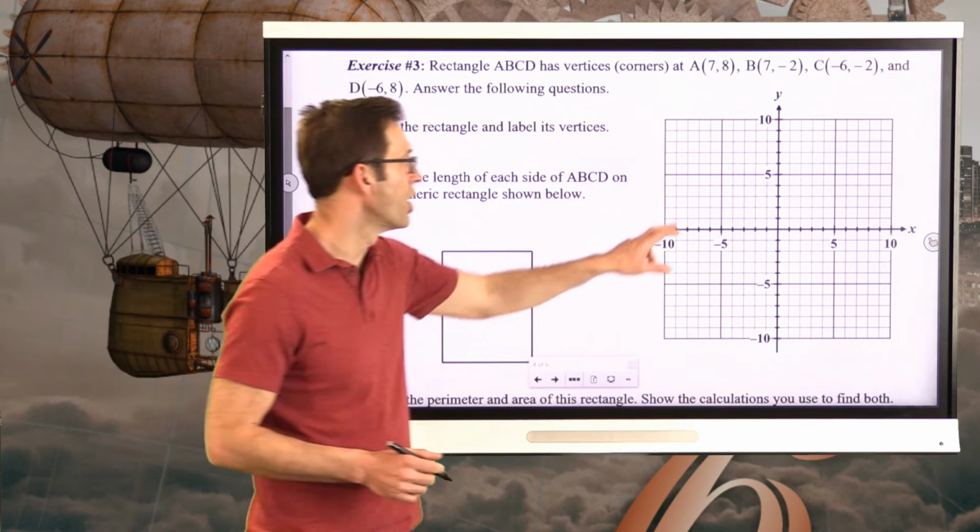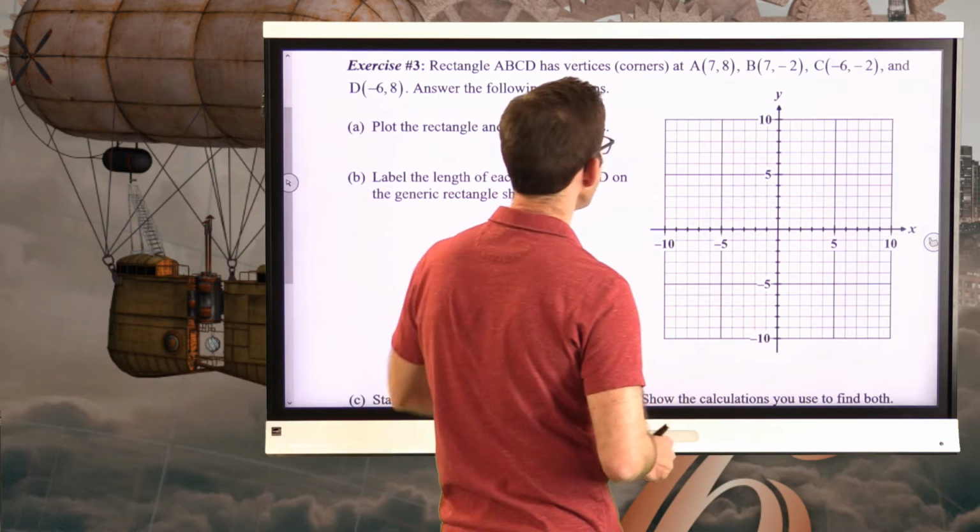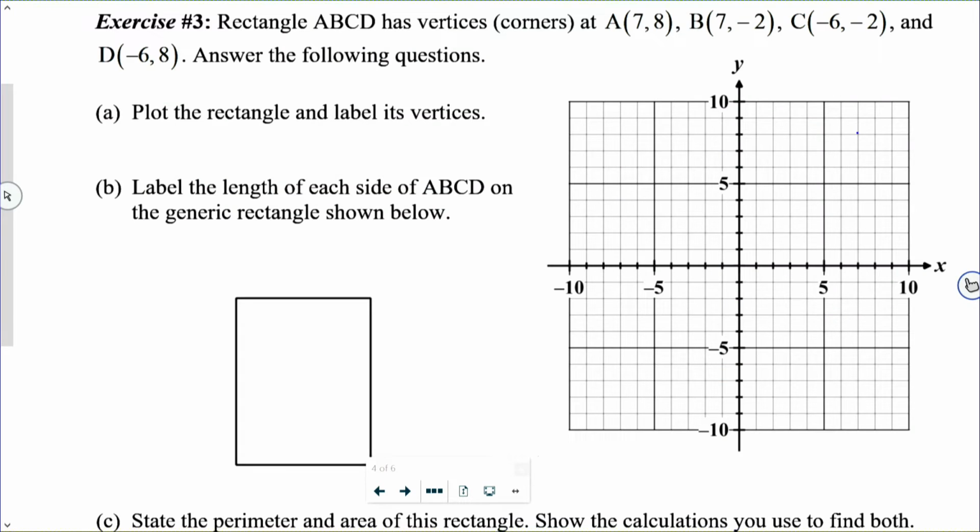All right, well, here we go. A is at 7, 8, so 7 here, 8 here. There's my A. B is at 7, -2. That's going to be down here. C is at -6, -2, right there.